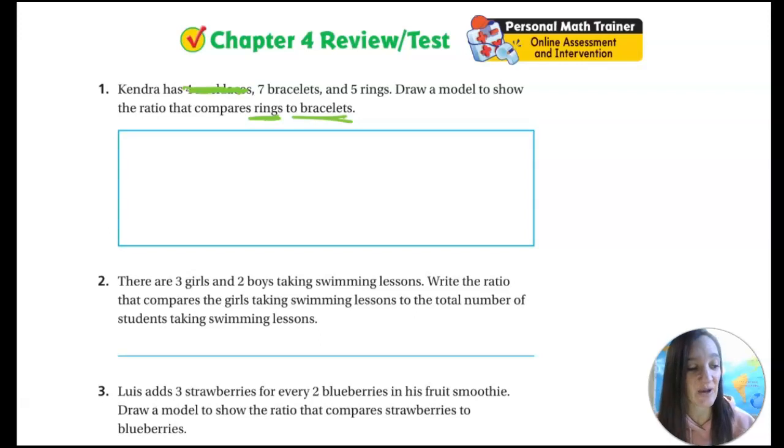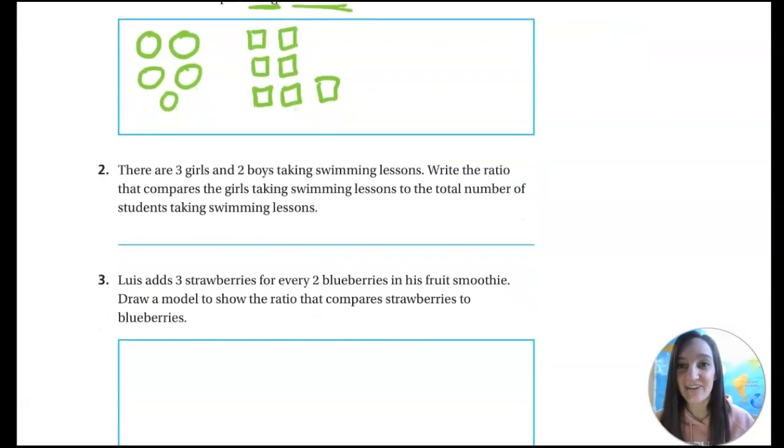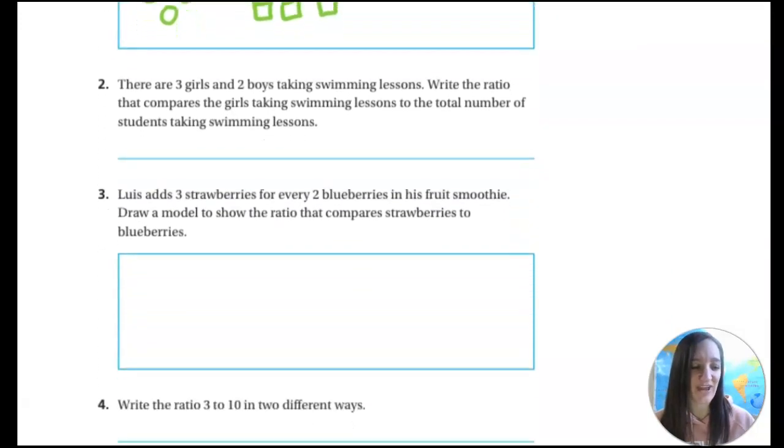We need rings. And when it says draw a model, you can draw it any way you'd like. You can use that for my rings. And bracelets, 7 bracelets. So I'm going to make 7 squares to represent bracelets. That's all you have to do. Okay, as long as you read carefully and know which 2 things you're drawing, you'll be fine.